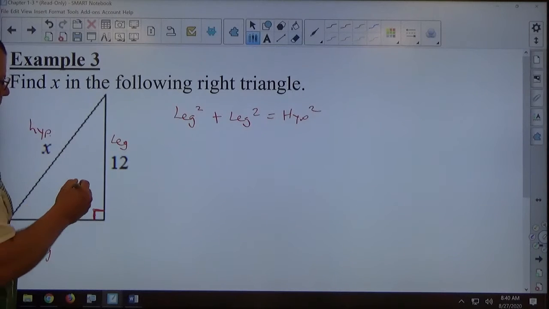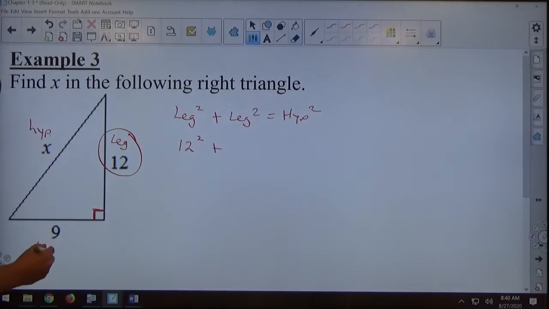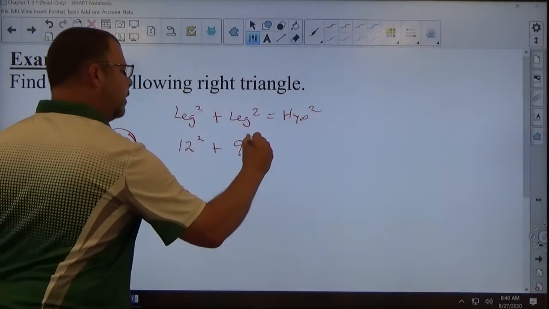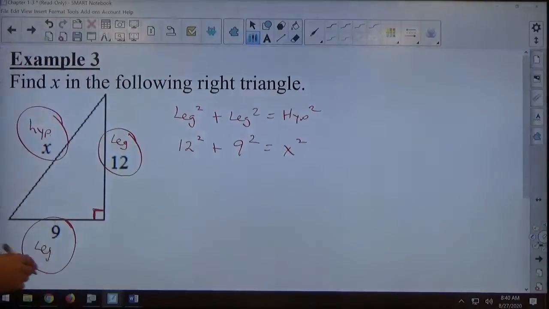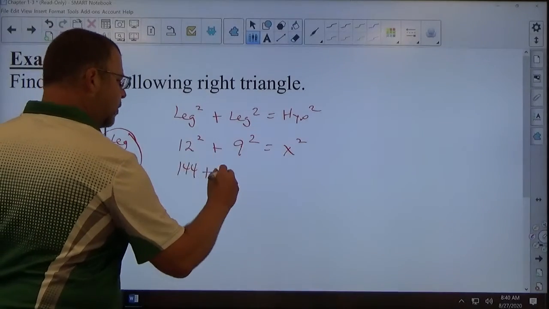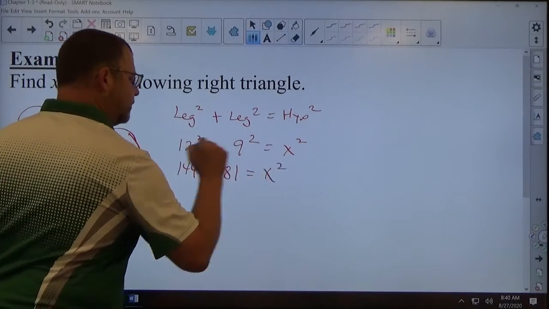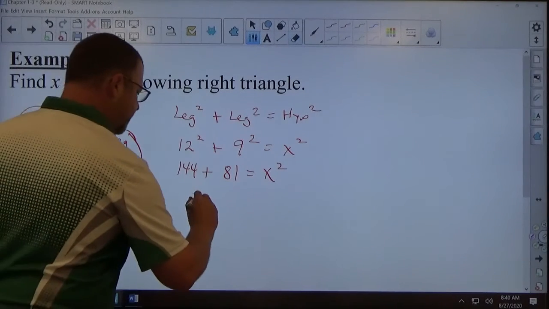So, leg 12, so I'm going to put 12 squared, plus leg squared, I'm going to put 9 squared, equals hypotenuse, which is x squared. And since the variable x ended up all by itself on the right side, the numbers all by themselves on the left side, I'm going to square the numbers first, then add them together and follow the order of operations. So 12 squared is 144, 9 squared is 81, and if we add 144 and 81, we get 225.